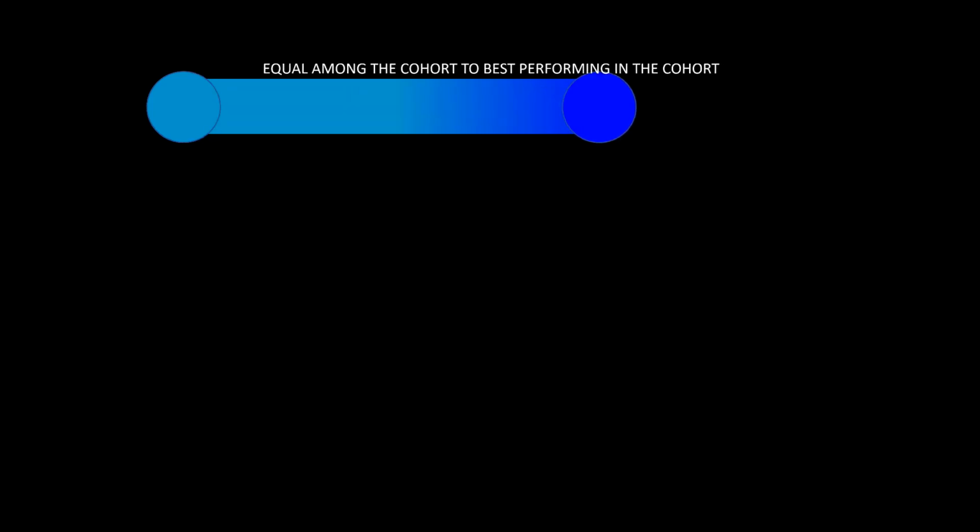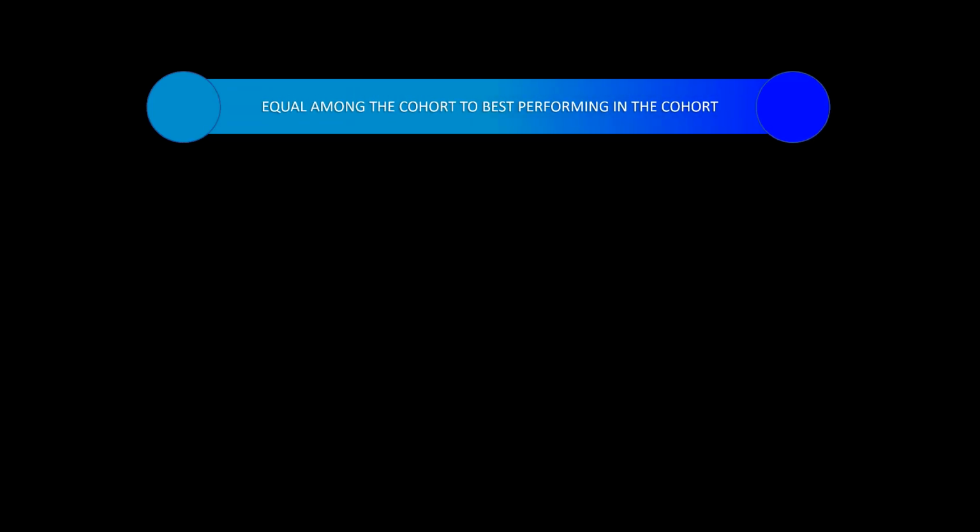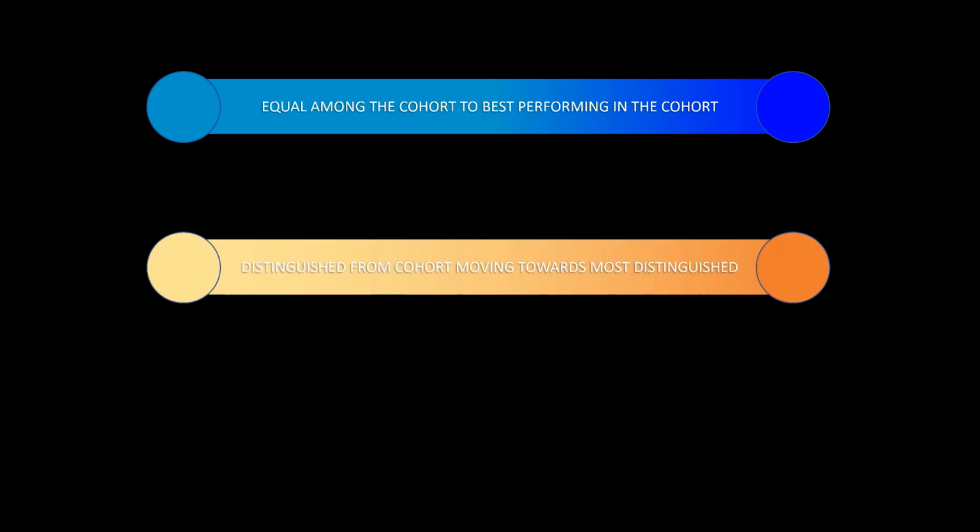It's critical to understand the color scheme. Blue represents a cohort that is average. As we move from light blue to dark blue, it represents improved performance among its peers. Yellow represents distinguished performance among the cohort. You can think of the natural progression from blue into yellow, and then as we move from yellow into dark orange. The darker the shade of orange, the more distinguished the performance of that particular stock is relative to the cohort.